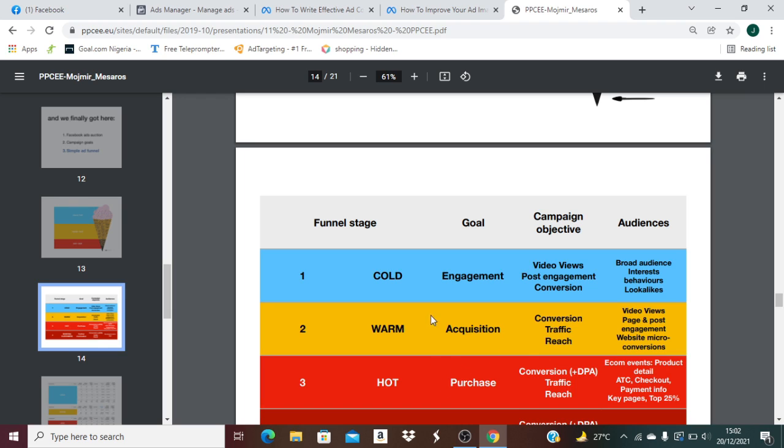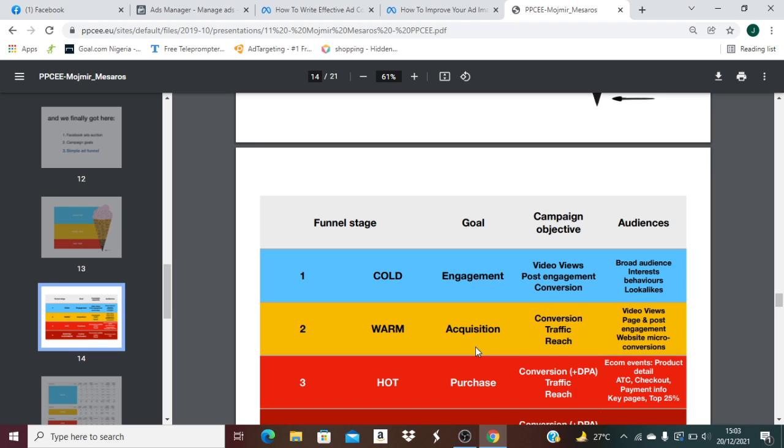Now the next one we're going to talk about is the warm audience. Now these guys have seen you. When you're running adverts, they keep seeing your adverts, so they actually know this brand. I see the advert today, I see the advert tomorrow, and I know the brand. And now the way you send them adverts is not the same way you send for cold audiences. Now this is the acquisition stage. You're trying to now acquire them.